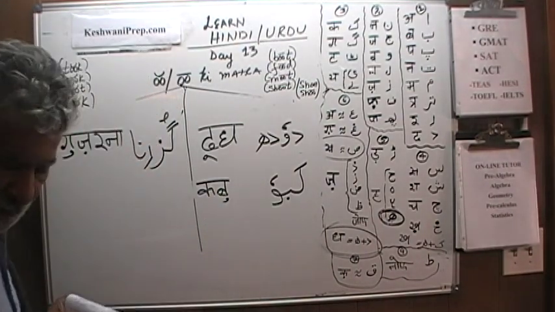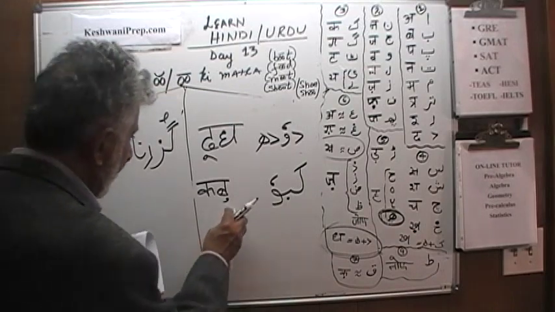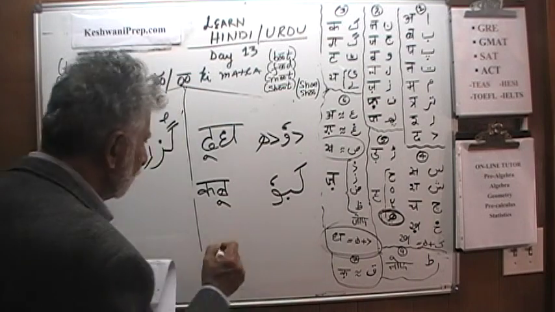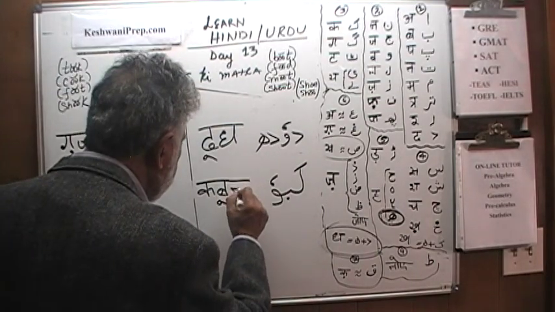No, no, that's the pesh. That's how I remember, pesh. Pesh is for choti uki matra. Ka, bu, tar.